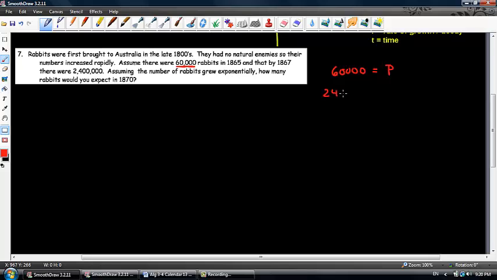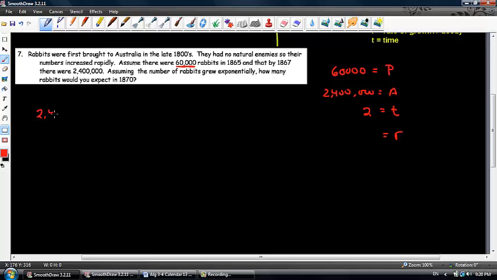So 2,400,000. That seems to be my resulting amount. Now between 1865 and 1867, that sounds like time, and the reason why I choose 2 is because I'm doing this in years. 2 years. Assuming the number of rabbits grew exponentially, how many rabbits would you expect in 1870? Okay, so before we even get there, let's try and figure out the rate at which these rabbits are reproducing. So I'm going to go and figure this out first.